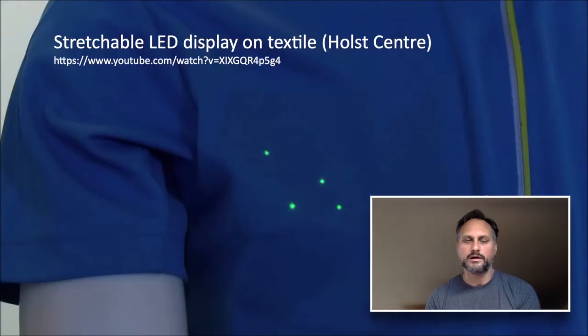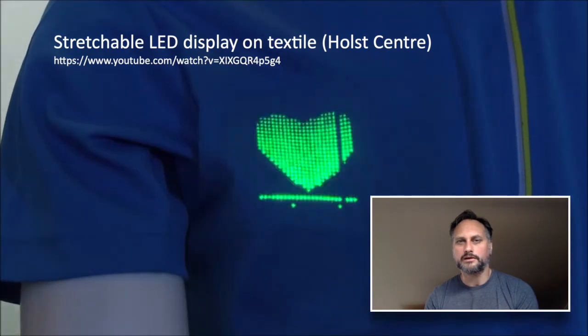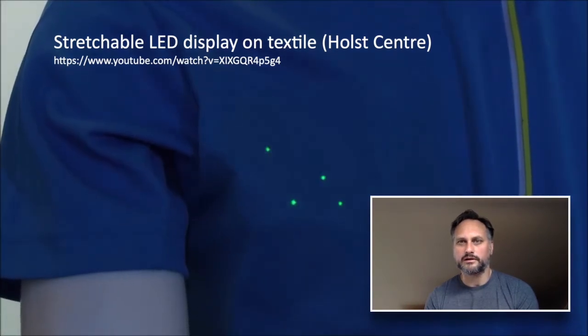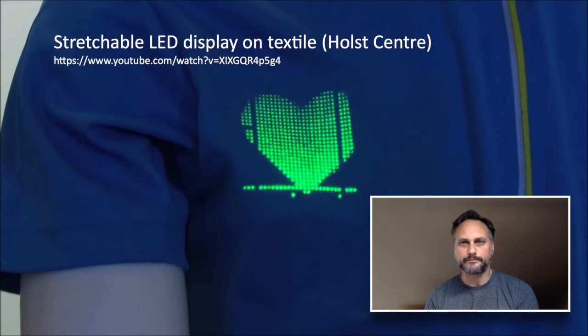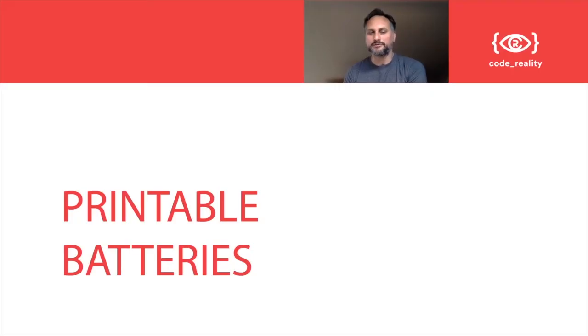This can also be integrated in even more complicated garments, like here, for example, in a stretchable LED display printed directly on a textile. An example from the Holst Centre that allows integrating displays directly into the fabrics by printing. This also allows to create printable batteries. Imagine a handbag or a rucksack integrated with a battery that then can charge your phone.